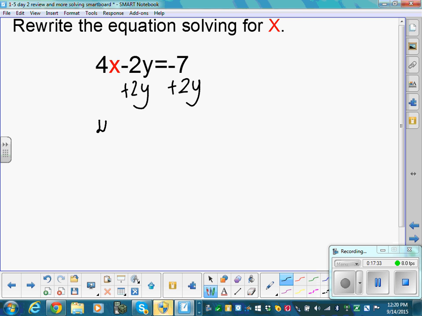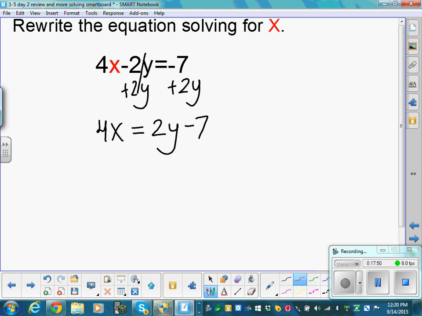Now you can check your answer. Over here on the left, I have 4x. Now you check and make sure, does -2y plus 2y add up to be 0? Yes. So we took care of this correctly. So we have 4x is equal to 2y minus 7. Guys, those are not like terms, you can't combine them. 2y minus 7.